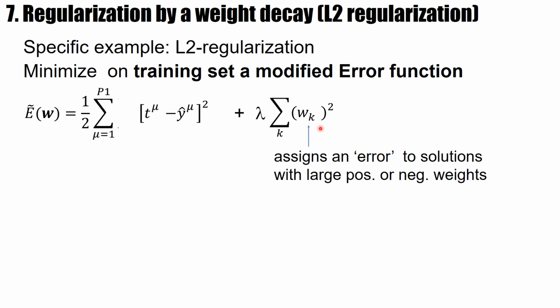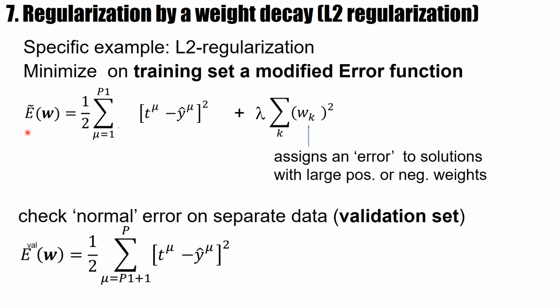So this is the modified error that we use on the training set, and then we check after convergence the normal error on the validation set. So if you use here a quadratic error function, then we use here again a quadratic error function. If you use a different error here, then we would also use a different error here. Note that the validation error is not measured with this extra penalty term.